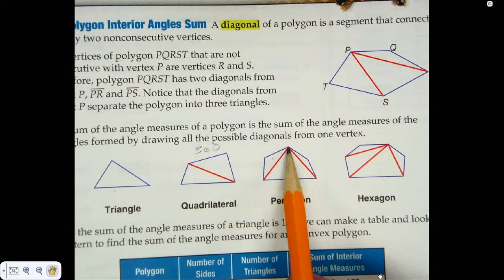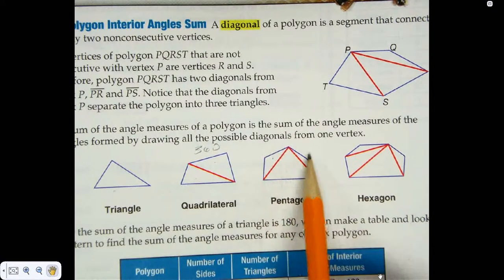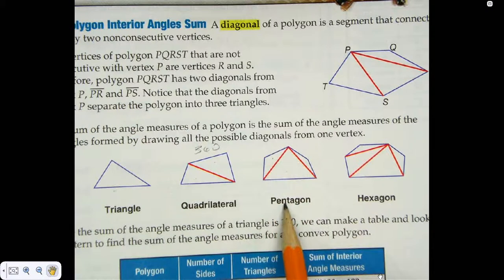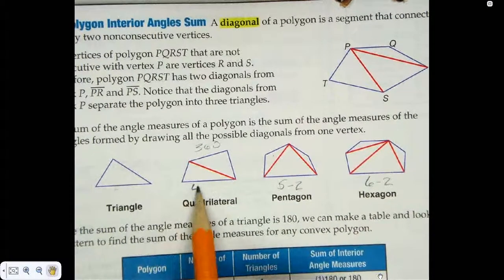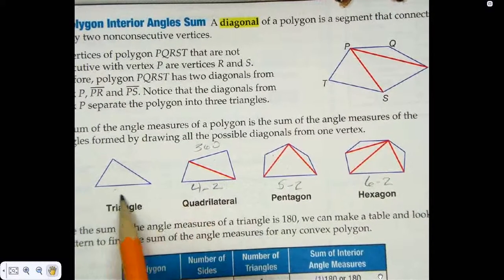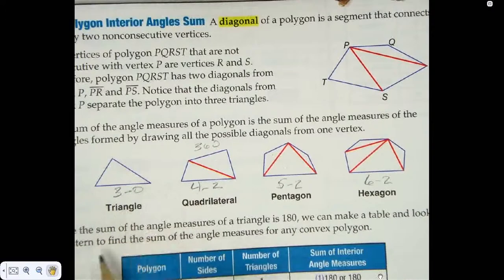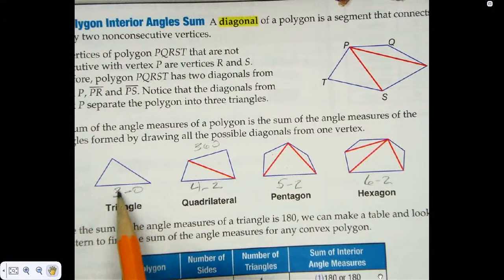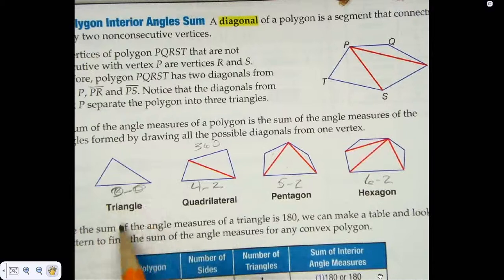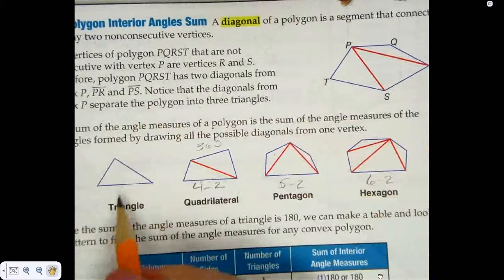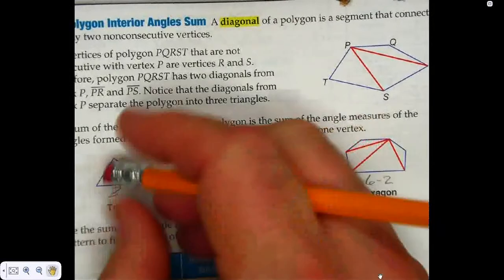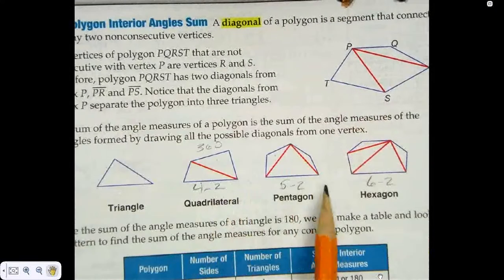Okay? And if you'll notice, how many diagonals you can draw from one point is always however many sides there are minus 3. Six minus 3, 5 minus 3, 4 minus 3, 3 minus 3. Well, anyway. Okay? The number of triangles is n minus 2, and that's how you get n minus 2 times 180.